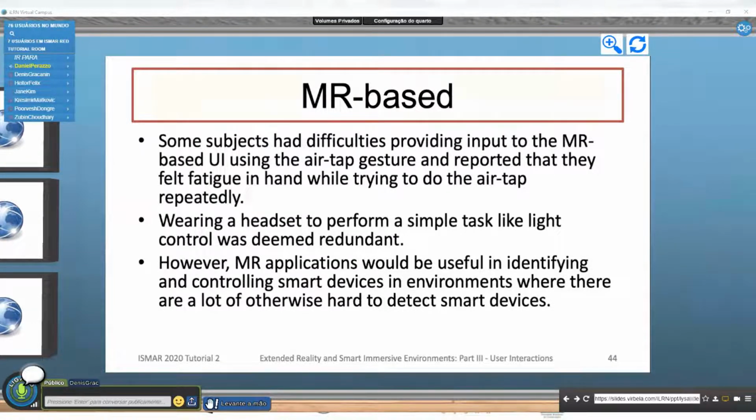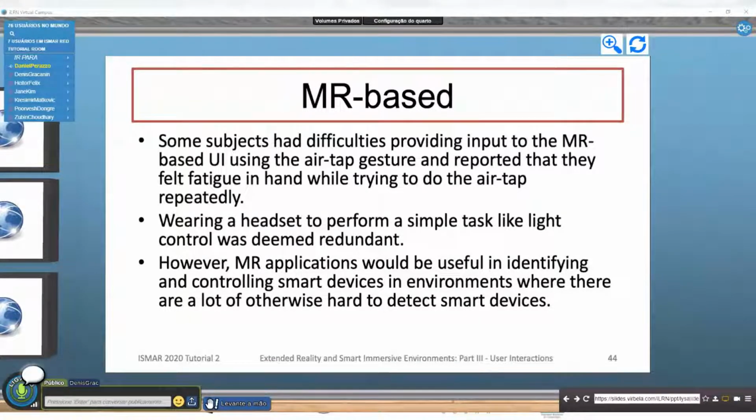And finally, mixed reality-based. There is some learning curve, learning how to do the air tap gesture, and especially doing that repeatedly. Wearing the headset can be problematic, not only because of weight, but it also seems to be redundant to do that for a simple task. But again, the whole purpose is to have something to perform relatively simple tasks that we can use for comparison.